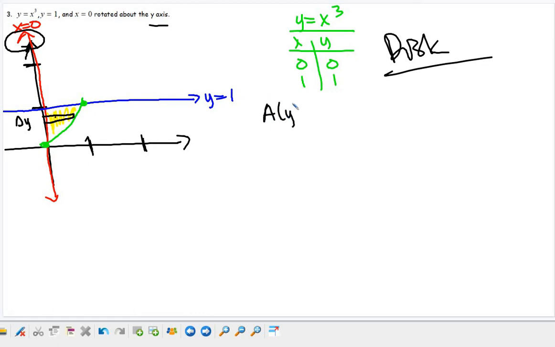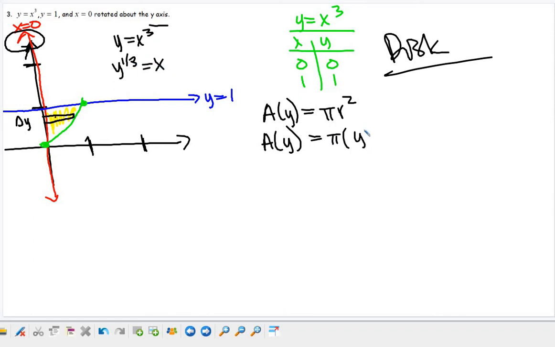So area in terms of y is equal to pi r squared. So it's the distance from y equals 0 to the function, right? So if my function has to be in terms of y, that means I need x equals. So y cubed, so this means y to the 1/3 is equal to x. So that means pi times y to the 1/3 squared. So A of y is equal to pi times y to the 2/3.